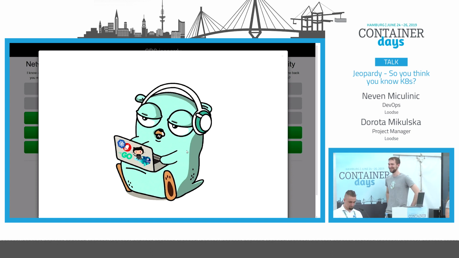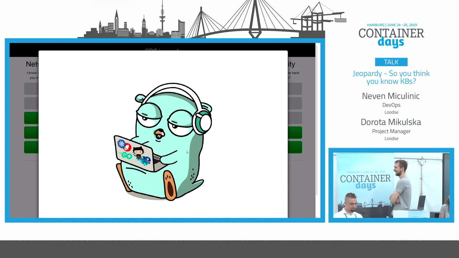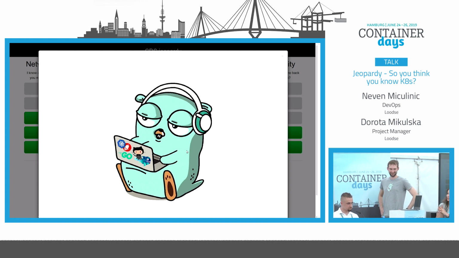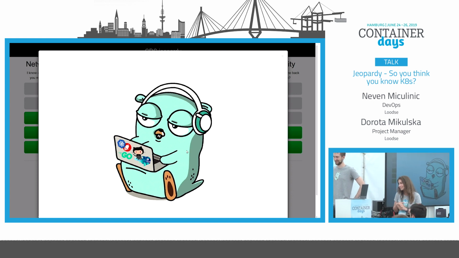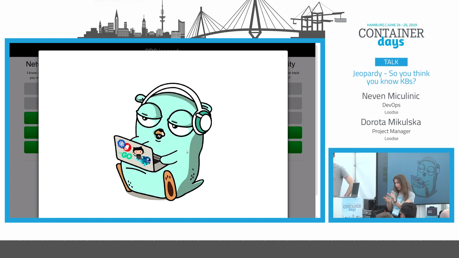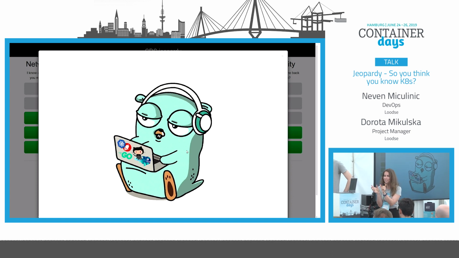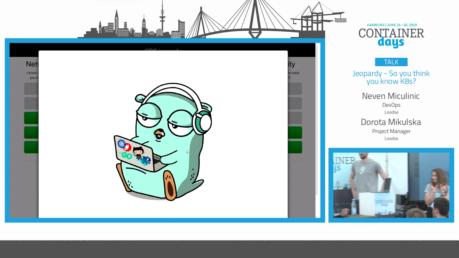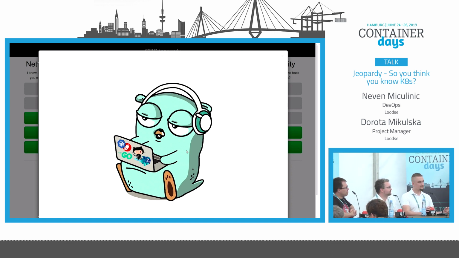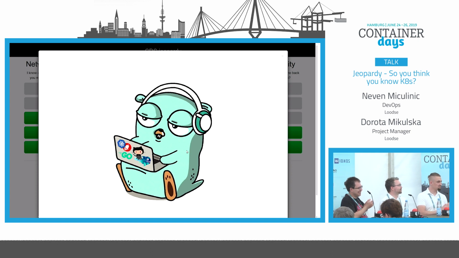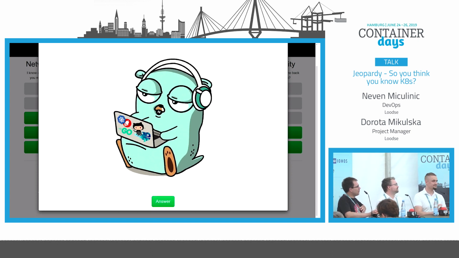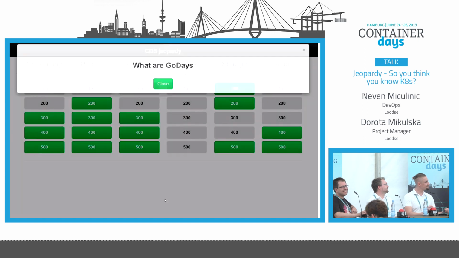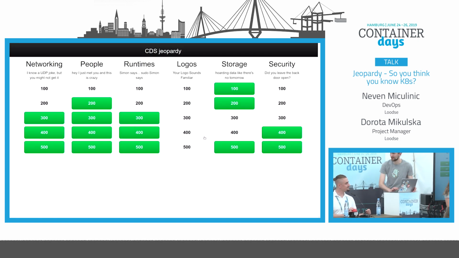Okay. So hint. It's related to a programming language. It's in Berlin. So it has the programming language and something else in the name. Oh, is it Go Days? Well done, yes. So we are done with the logos. So which is the next one?